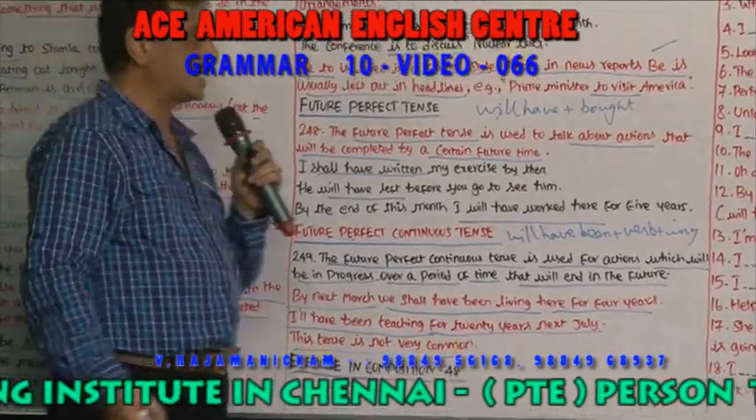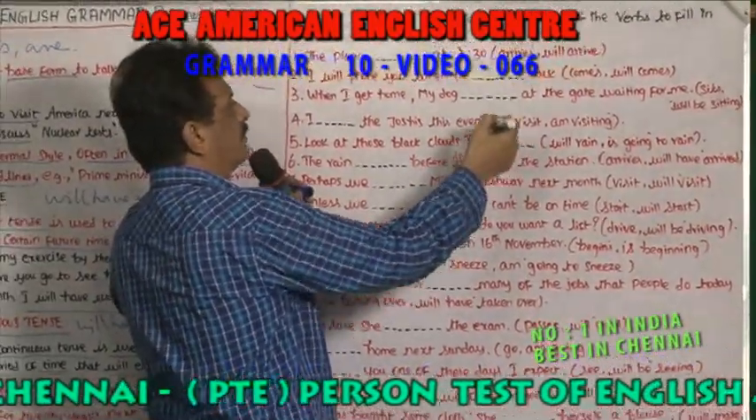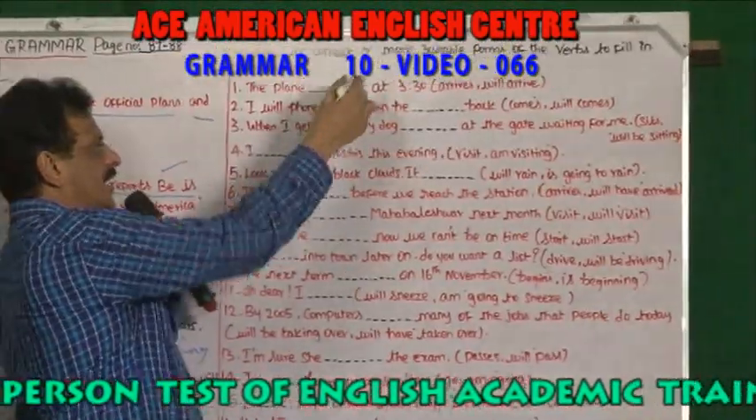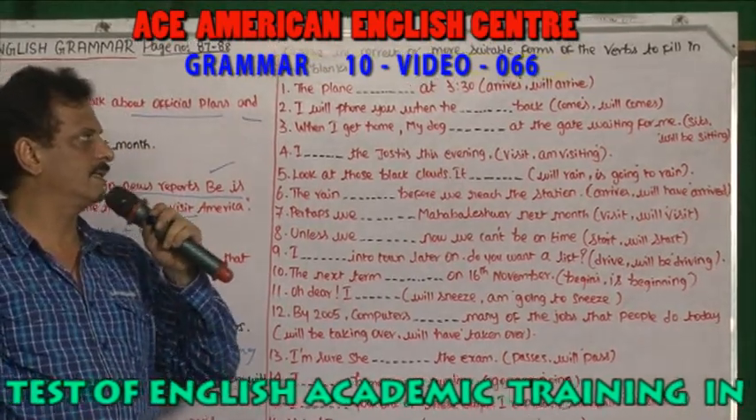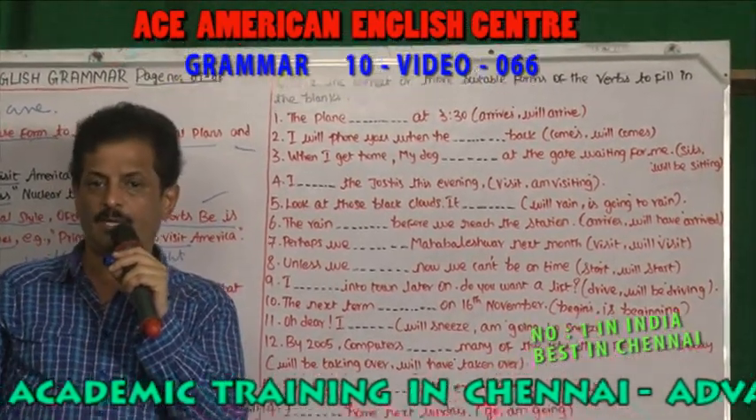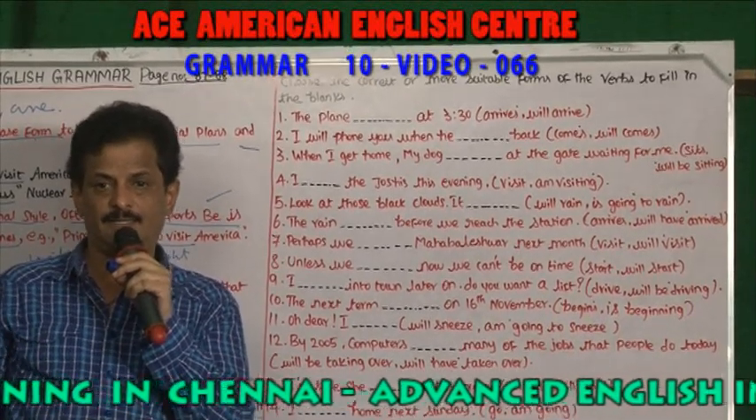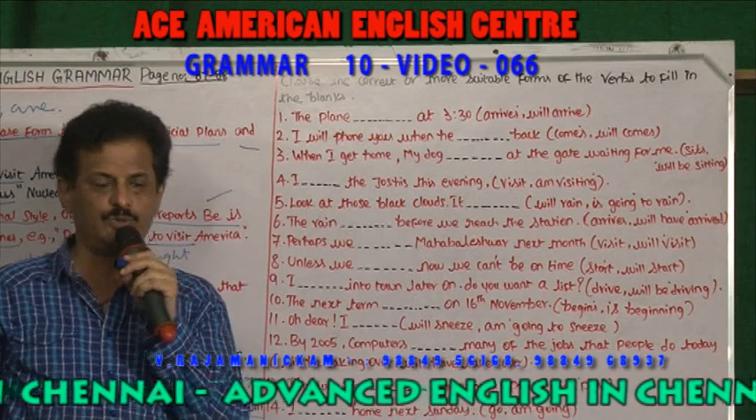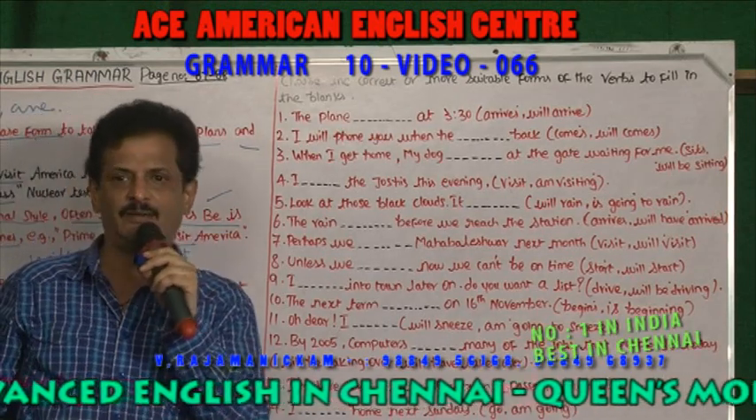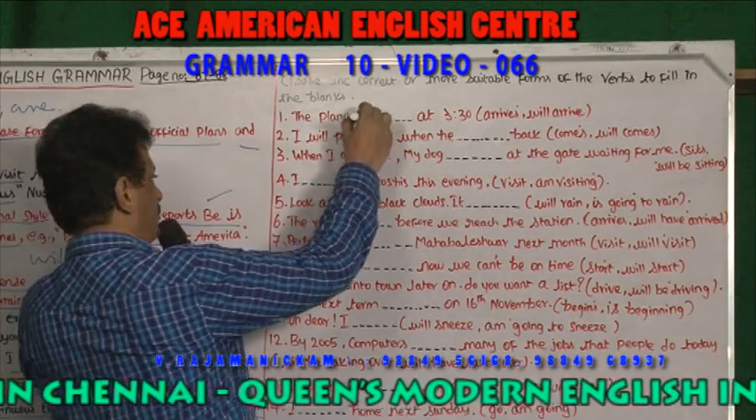So, exercise in composition. Choose the correct or most suitable forms of the verbs. Two verbs are there, arrives and will arrive. The plane dash at 3:30. What is it? The plane arrives or will arrive? See, now time is 12 o'clock, 3:30, the plane comes. So what do you use? The plane arrives at 3:30 or the plane will arrive at 3:30, future. We have to use arrives.